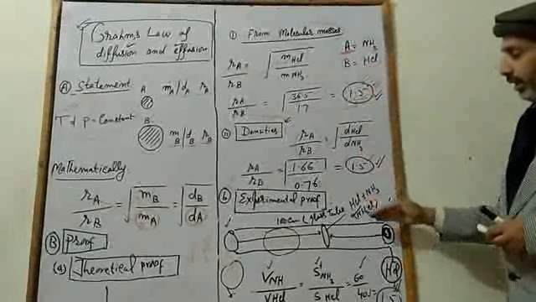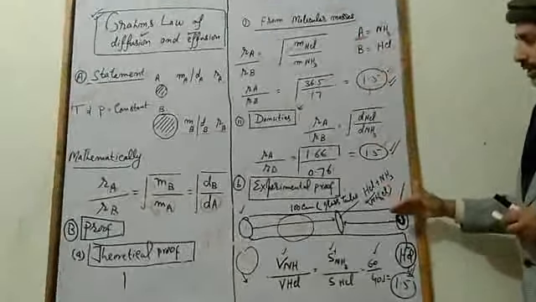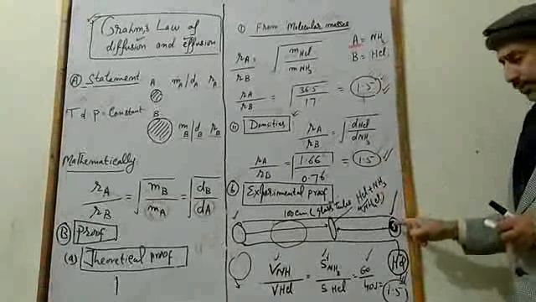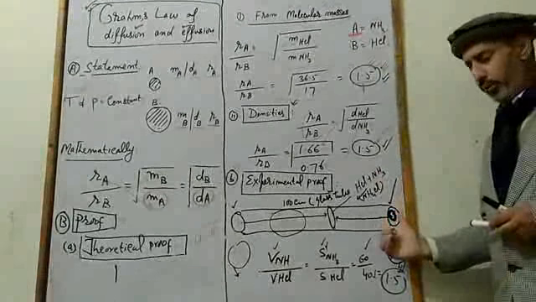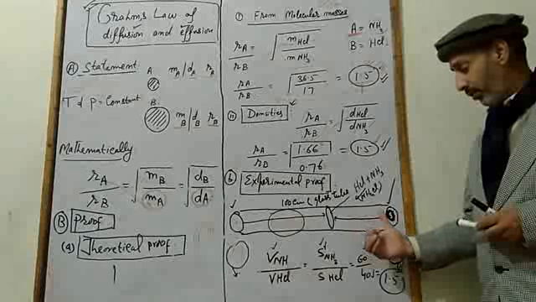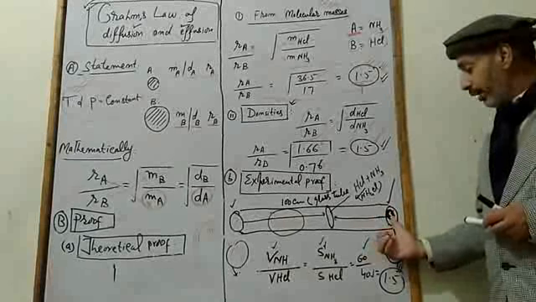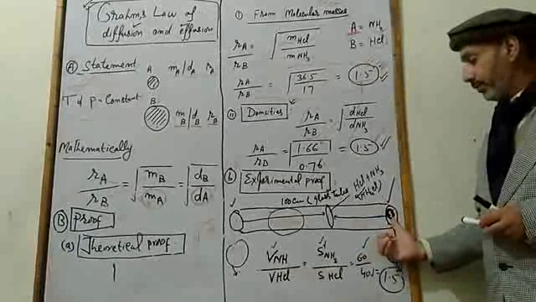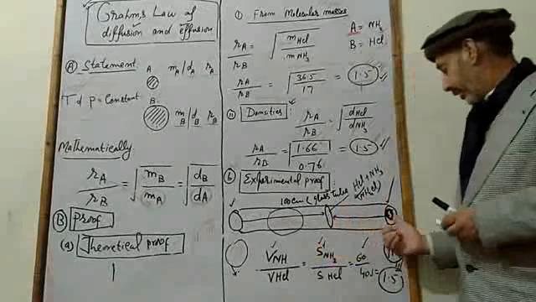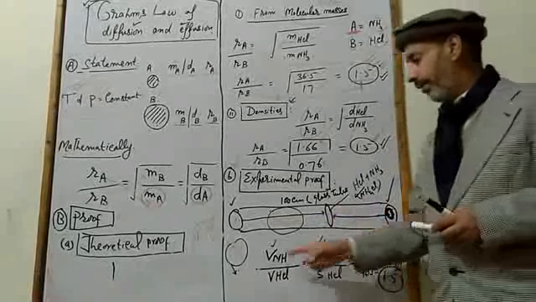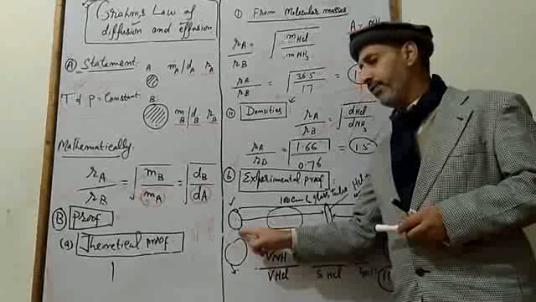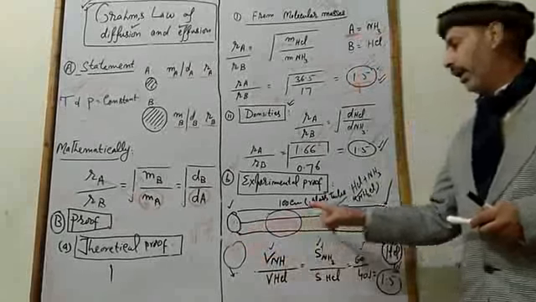Now look over here. What I have discussed is in your book. Sometimes an MCQ can be asked. How? You will be given that ammonia is diffusing from this end. Sorry, HCl is diffusing from this end. Ammonia is diffusing from this end.